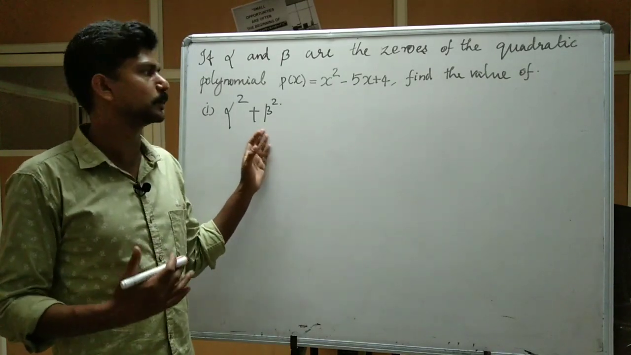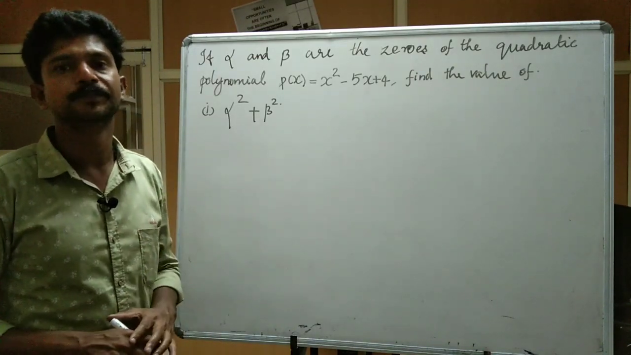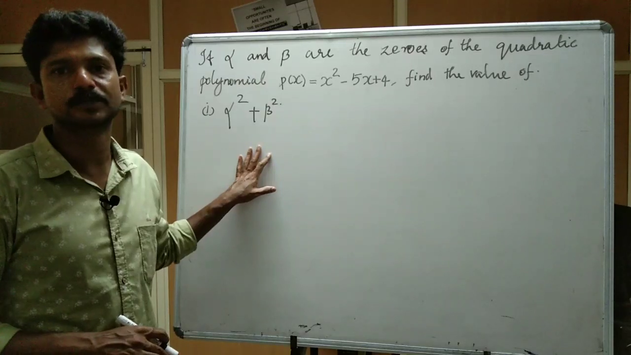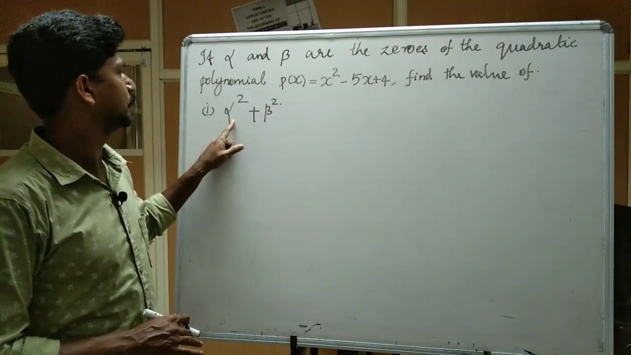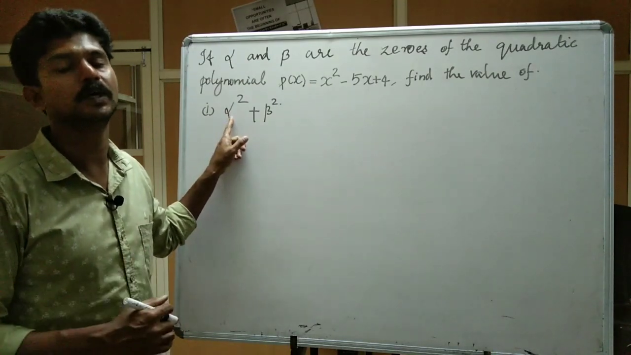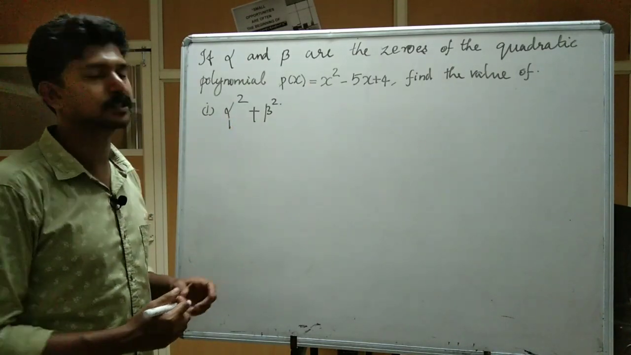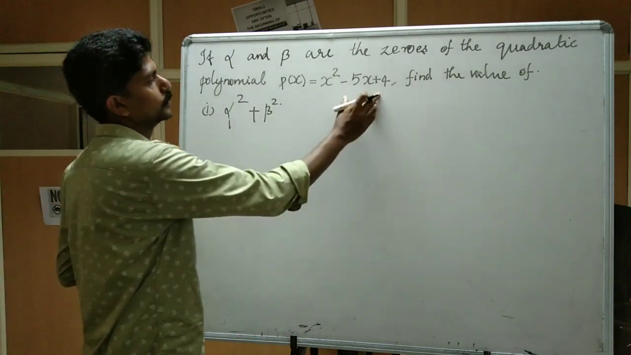We are just saying it is not given in the NCERT textbook, but these types of questions will be asked in board exams. So we need alpha. What is alpha? Alpha is one of the zeros and beta is another zero. First of all, we should find the zeros.